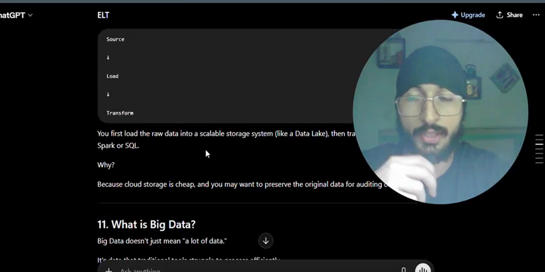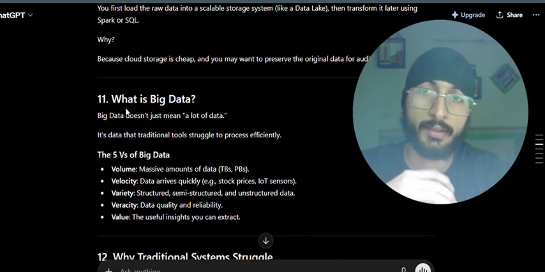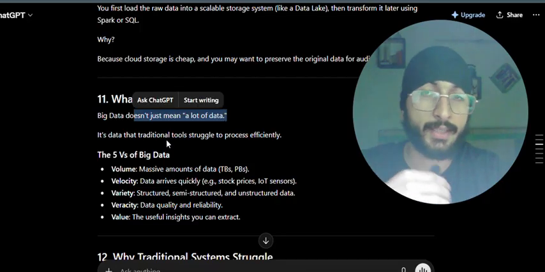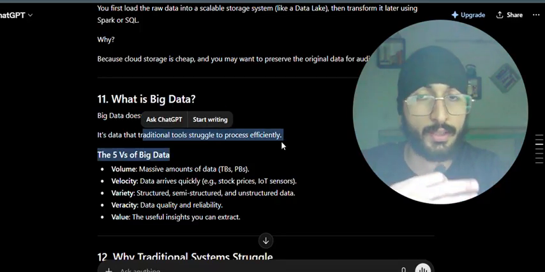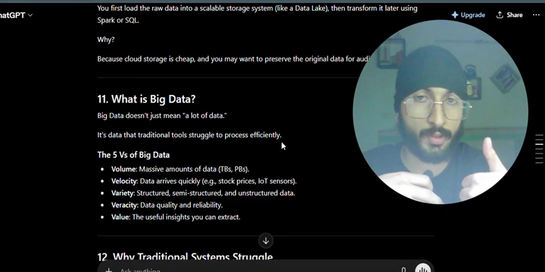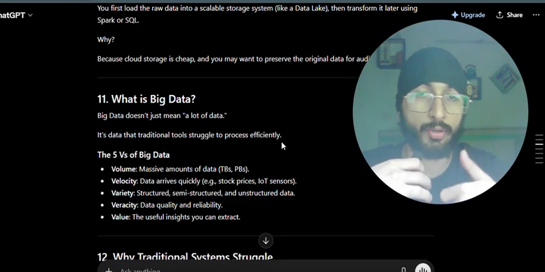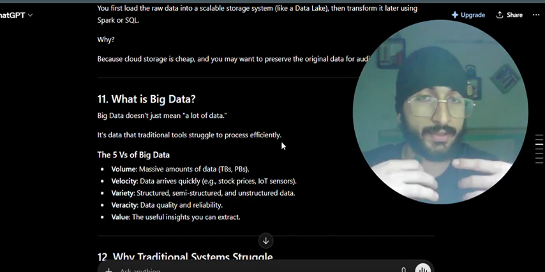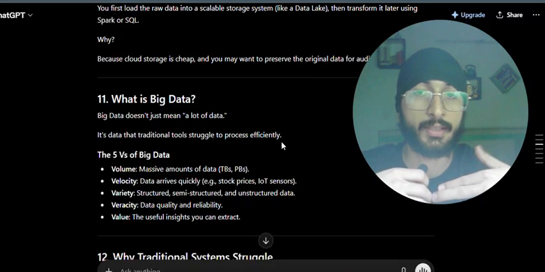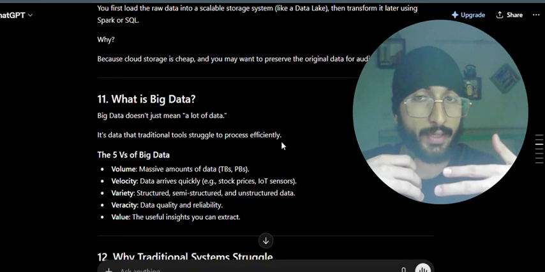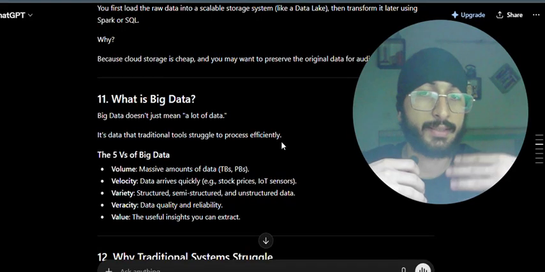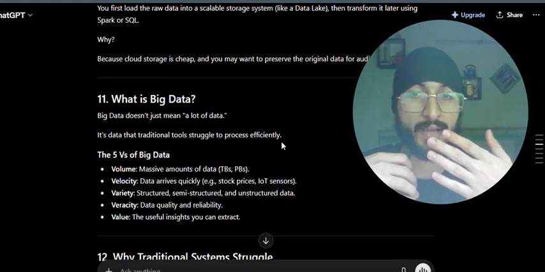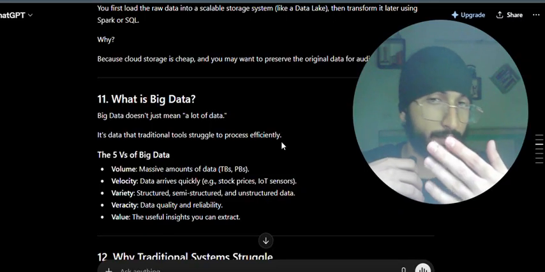so that we can store it for future use, the original data. Now, what is big data? It doesn't just mean a lot of data, it's data that traditional tools struggle to process efficiently. The 5 V's of big data: first is volume, massive amounts of data like in terabytes or petabytes. Then velocity, data arrives quickly, stock prices, IoT sensors. Then variety, structured, semi-structured, and unstructured data. Then we have veracity, that is data quality and reliability. And then we have value, the useful insights that you can extract.